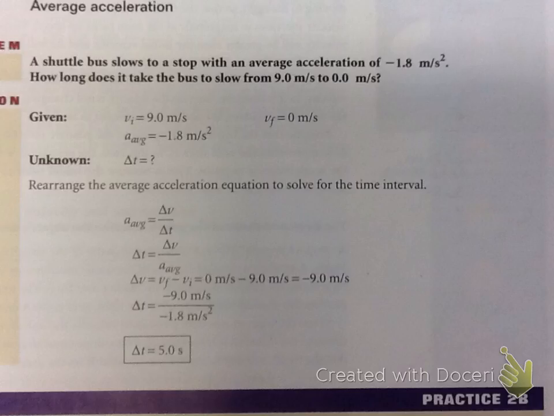The bus slows down to a stop with an average acceleration of negative 1.8 meters per second squared. How long does it take the bus to slow from 9.0 meters per second to 0.0 meters per second?